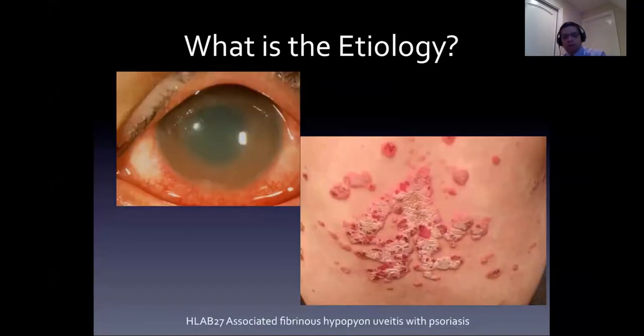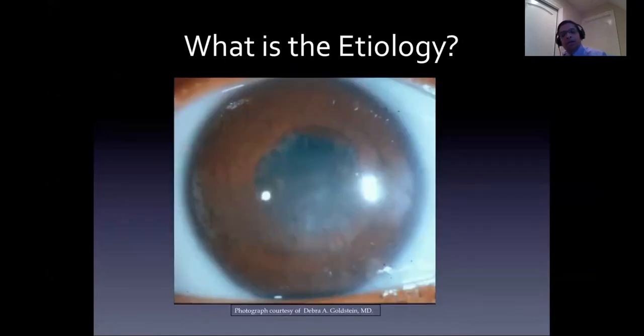Here's a patient that I showed you earlier with psoriasis, severe psoriasis, who's HLA-B27 positive, who presents with this dense fibrinous hypopyon associated with fibrinous iridocyclitis. He also has ankylosing spondylitis and axial arthritis involving his sacroiliac joints.